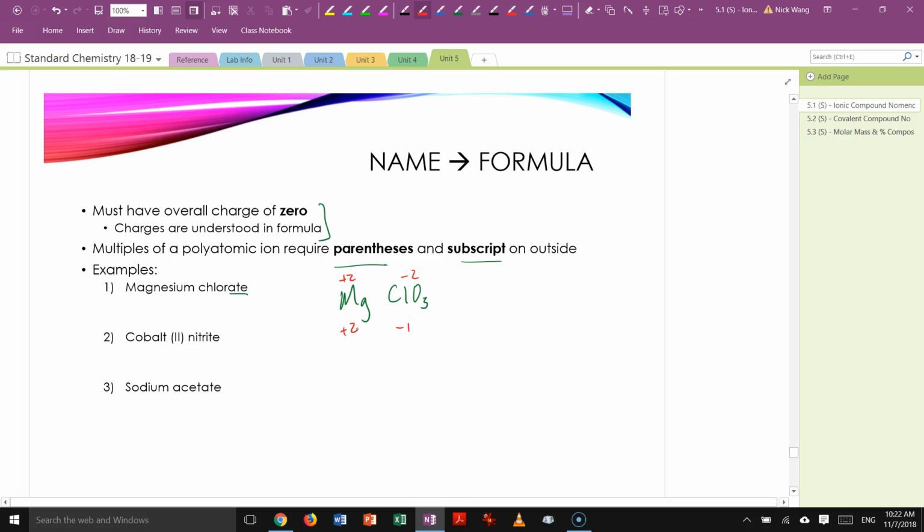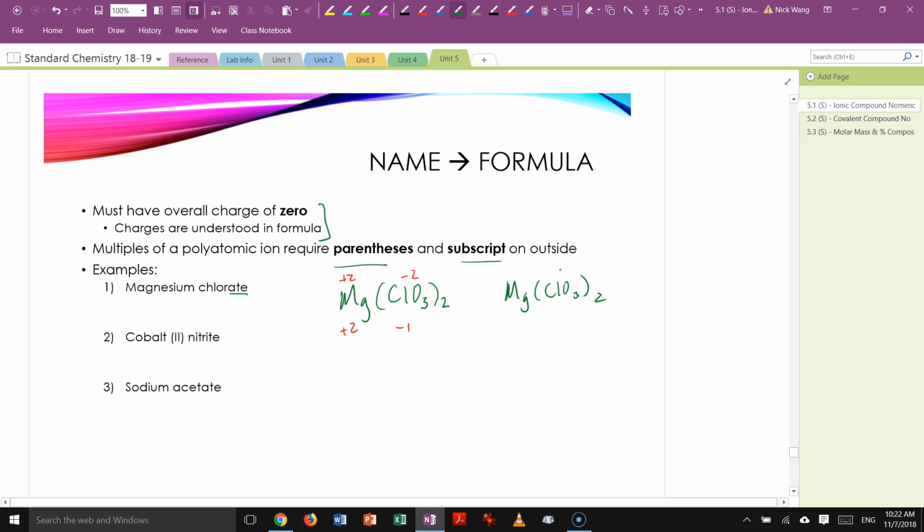Well, magnesium, again, to go from +2 to +2, you don't need any extra magnesiums. 1 is fine. ClO3 is a -1 charge, so to get it to -2, we have to double it. To do so, we're going to put parentheses around this and put a 2 right there. That's how we show we can double it. So the final answer, again, is Mg(ClO3)2.